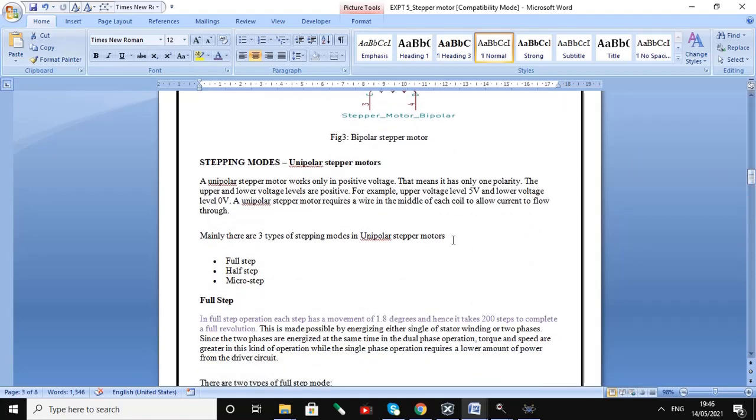According to how the stepper motor moves in steps, they are subdivided into three different types. So we'll see the stepping modes of the unipolar stepper motor. The first mode is full step, the second mode is half step, and the third mode is micro step.